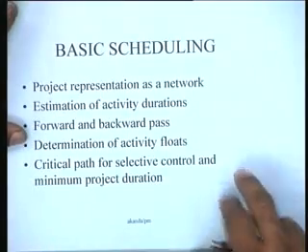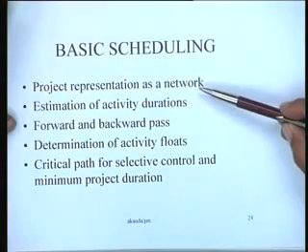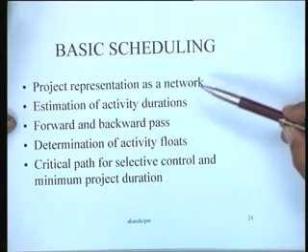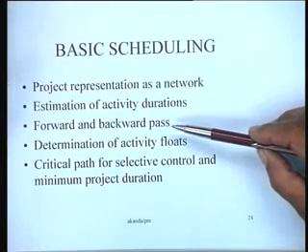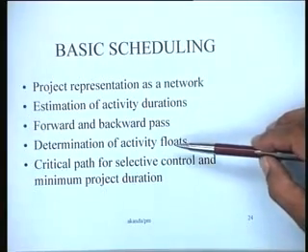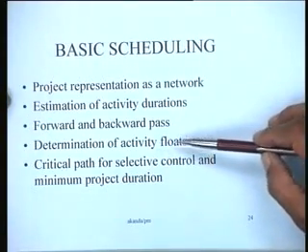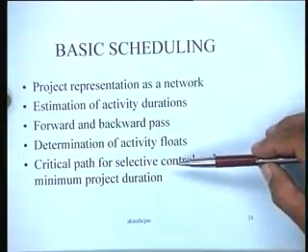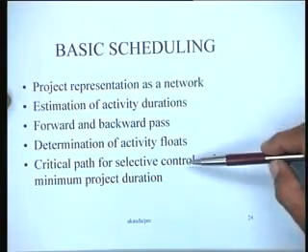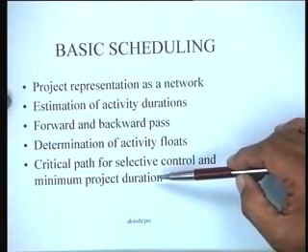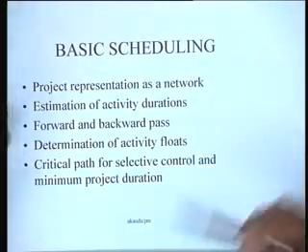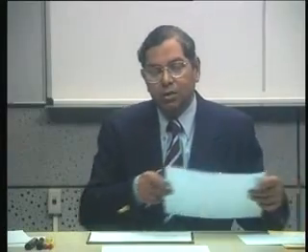Basic scheduling, for instance, talks about project representation as a network, estimation of activity durations, doing a forward and backward pass and ultimately determining the critical path and the floats. And this critical path is a vehicle which is used for selective control, and it identifies the minimum possible project duration.